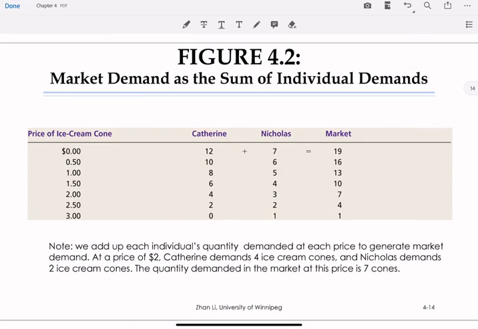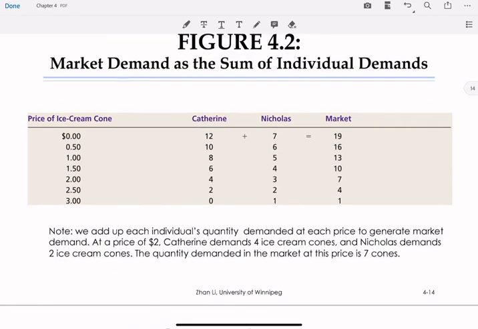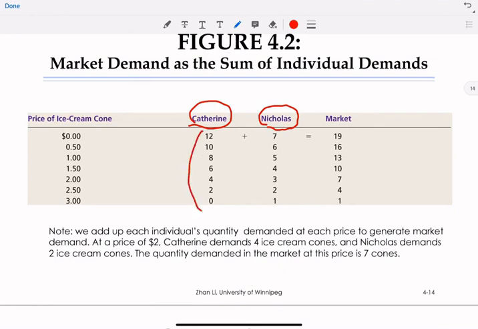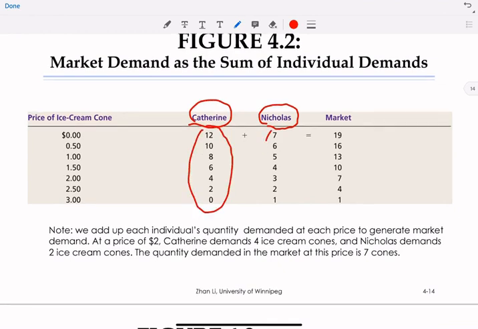Now let's see a very simple example with just two buyers, right? The first buyer is called Catherine. The second buyer is called Nicholas. So we have their demand curves, right? This is Catherine's demand curve, and this is Nicholas's demand curve. So how do we get the market demand? If we assume the market only has two buyers, in this case, we could just add up Catherine's demand and Nicholas's demand, and then we could get market demand.